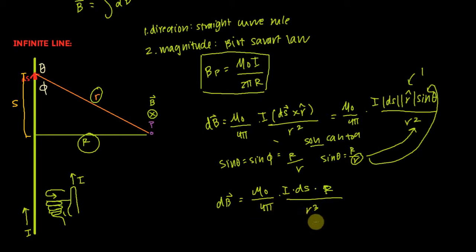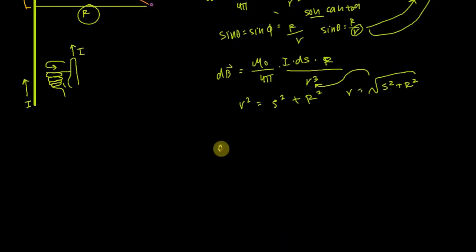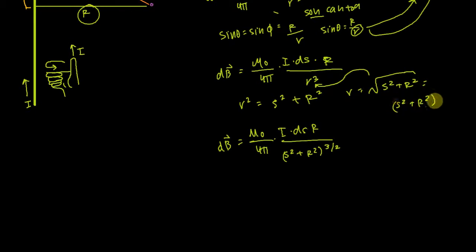Okay, the next thing that we want to do is sub in what r is. So we know from trigonometry that r squared equals s squared plus big R squared, or r equals the square root of s squared plus big R squared. So we're going to sub that in here to get this. dB equals mu naught over 4 pi times I ds big R over s squared plus big R squared to the 3 halves. Where did this come from? Well, it's already the third, and this is the same thing as saying s squared plus big R squared to the 1 half. So multiplication rule, 3 halves.